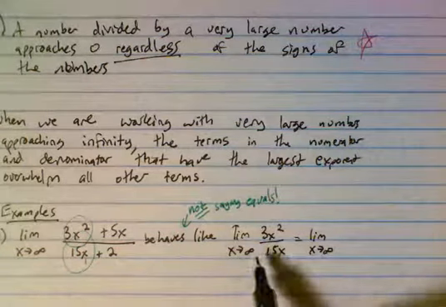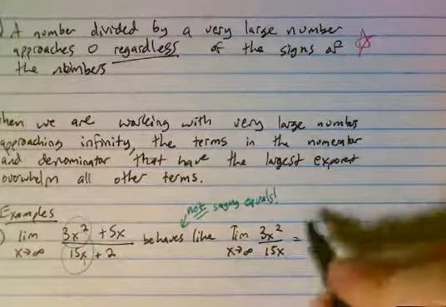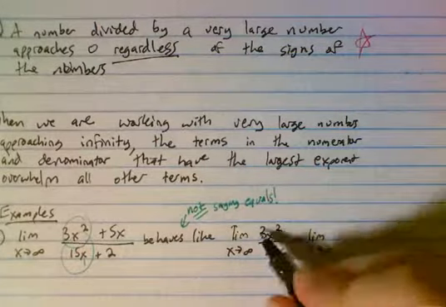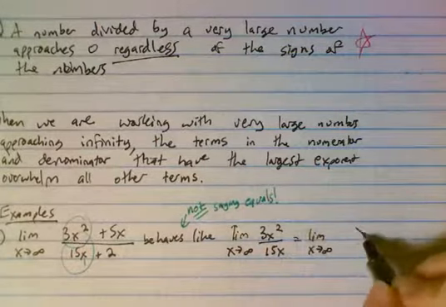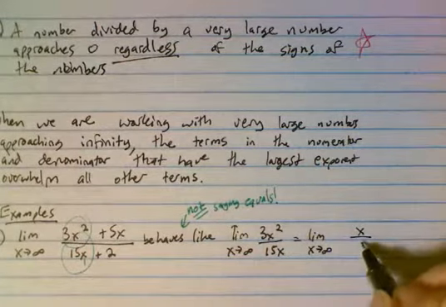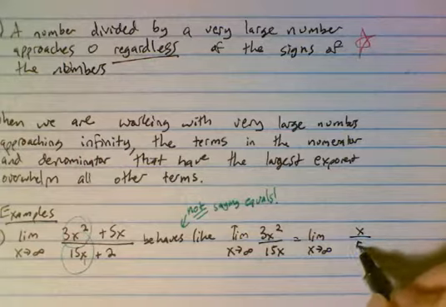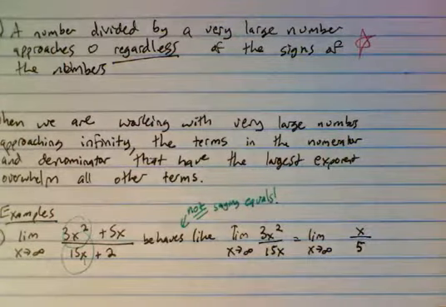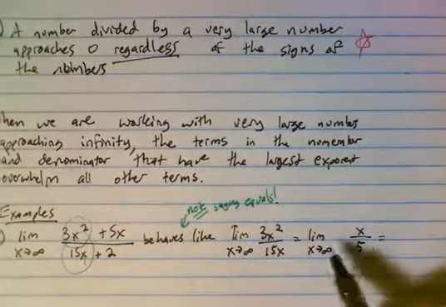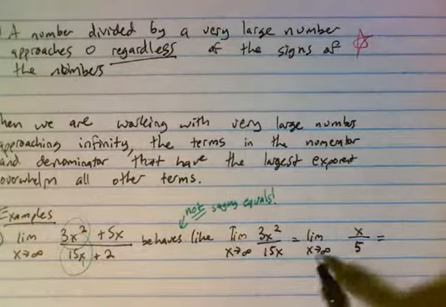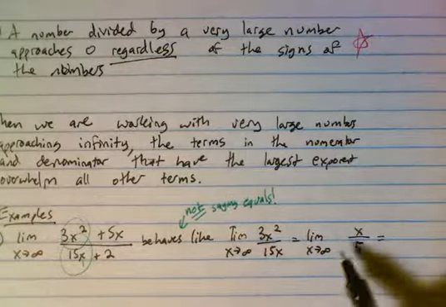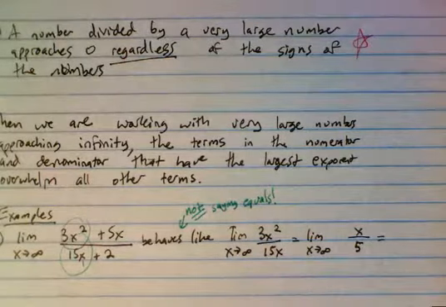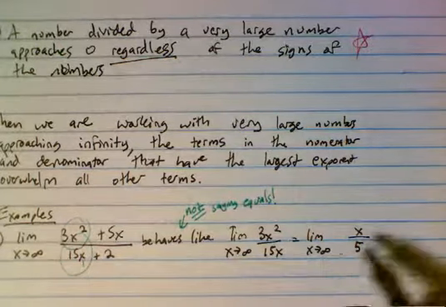Once I've gotten past this part, this is equal to what I'm about to do. So the x's cancel out, 3's cancel out, so we have x over 5. And the thing is, this is 1/5 times x. As x gets to be a really, really big number, even if we're multiplying by 1/5, it's still a really, really big number.